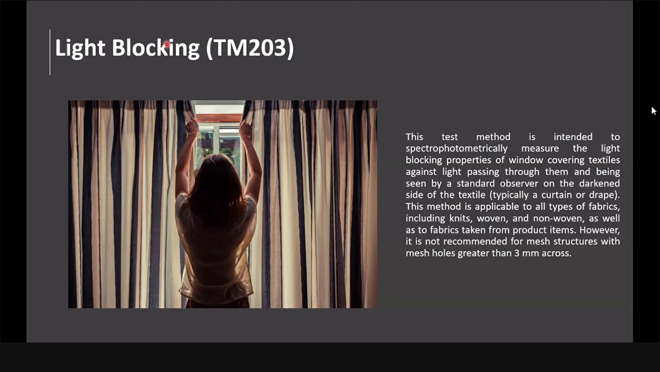If we are doing the same kind of over white, over black measurement in reflectance mode, we call that the searing method. And if you are doing the light over light, over dark measurement in transmission mode, then it becomes the light blocking method, the TM203 method. It is very widely used nowadays, and we have got several requests from industry people in the home textile business asking whether our spectrophotometer can do TM203 light blocking measurement or not.